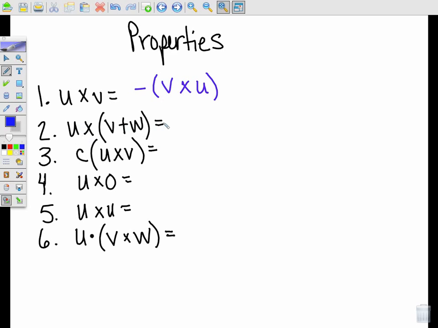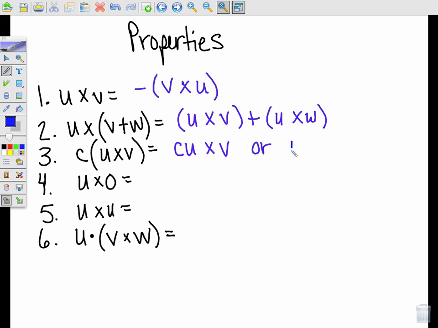We have a property that allows us to use the distributive property, so it's u cross product v plus u cross product w, so that's true. We also can multiply by a scalar. When you multiply by a scalar, you can't multiply by both, but just one of them. So it's either cu cross product v or it's u cross product cv, one or the other, but you do not distribute both.